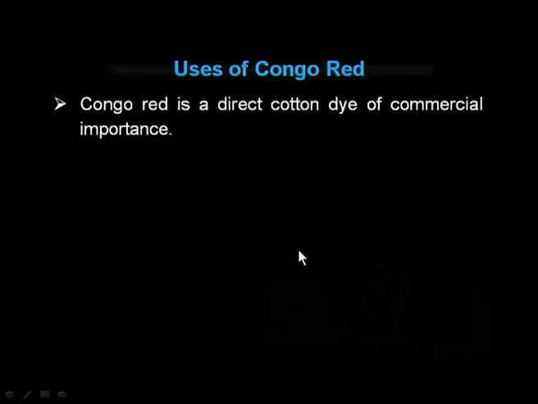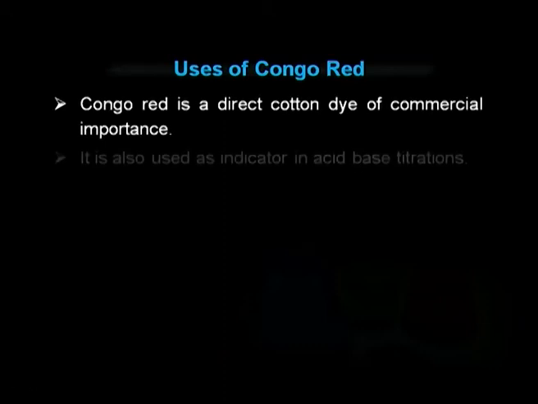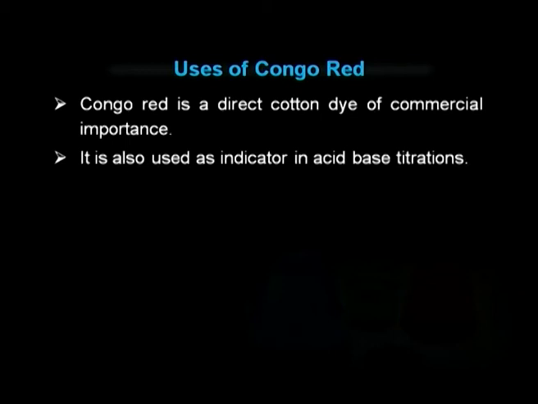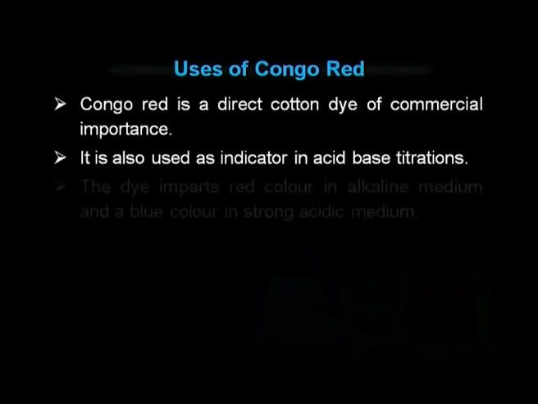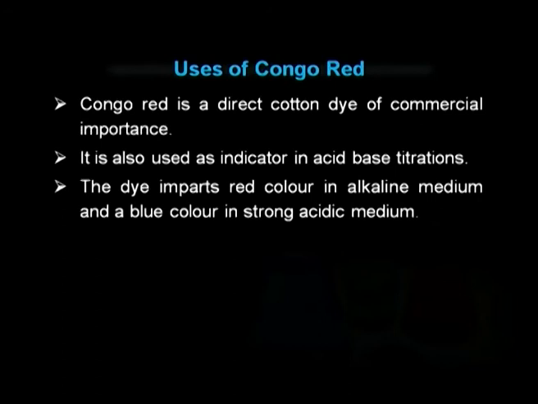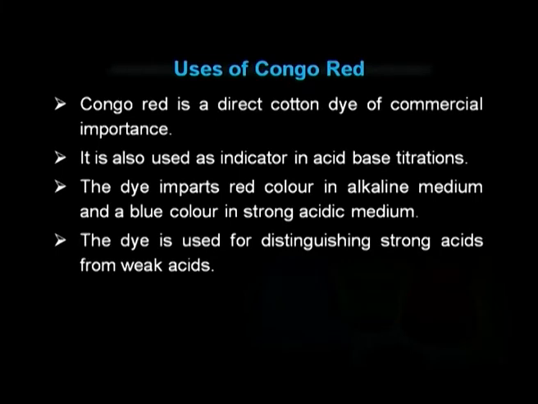Congo red is a direct cotton dye of commercial importance. It is also used as an indicator in acid base titration. The dye imparts red color in alkaline medium and a blue color in strong acidic medium, and the dye is also used for distinguishing strong acid from weak acid.